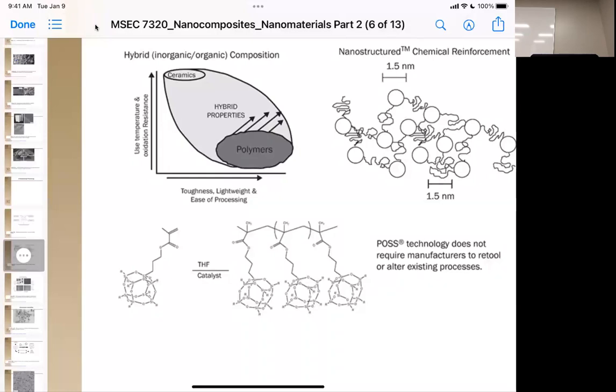Because of creating this freer volume, and this is a less dense space, these can't pack together as tightly as a polymer without them on it. If they can't pack as tightly together, our density goes down and our effective free volume goes up. Does that make sense? So it also changes our liquid permeability problems as well.